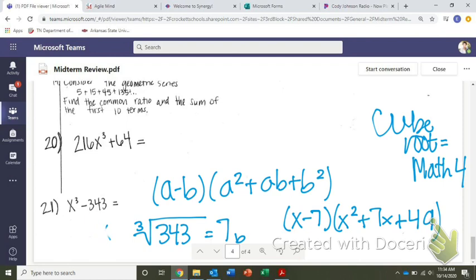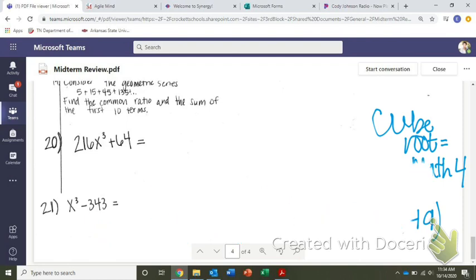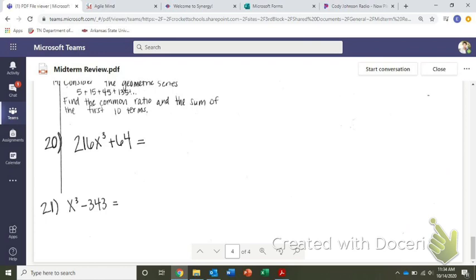If you have questions, please let me know. First and third block, you will take it tomorrow when you are in class. Fourth block, you will not take it until Monday.